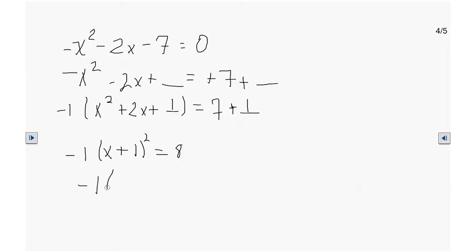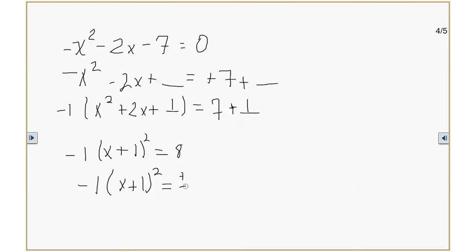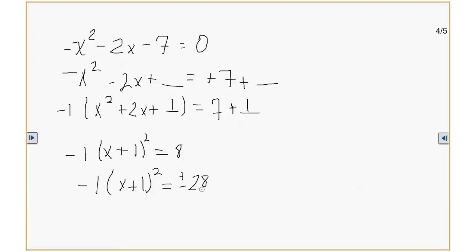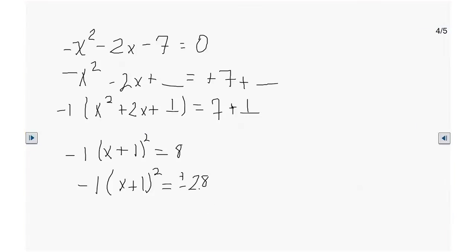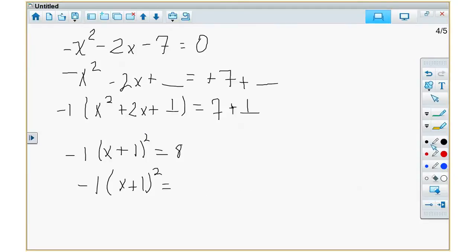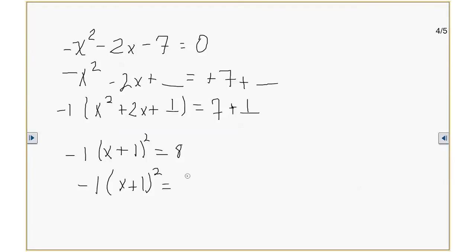Negative 1, x plus 1, quantity squared equals positive or negative 2.8. Oh, I'm sorry. No, that's not right, because you're going to have a negative number. Yep. That negative is going to mess things up. So, hold on. I'll just leave that 8 right there.